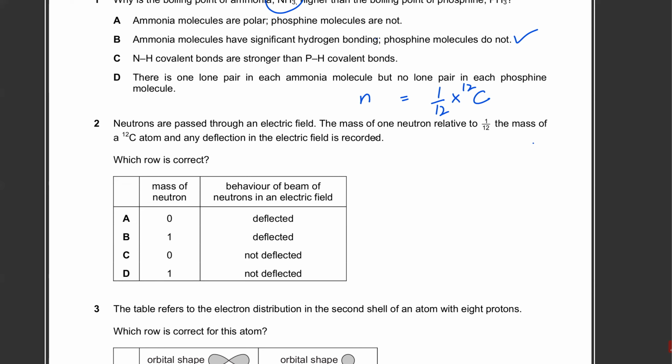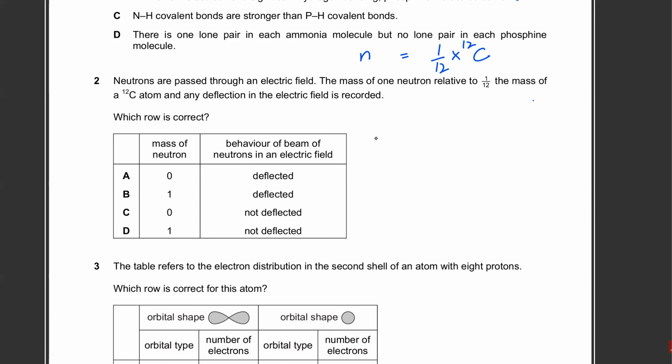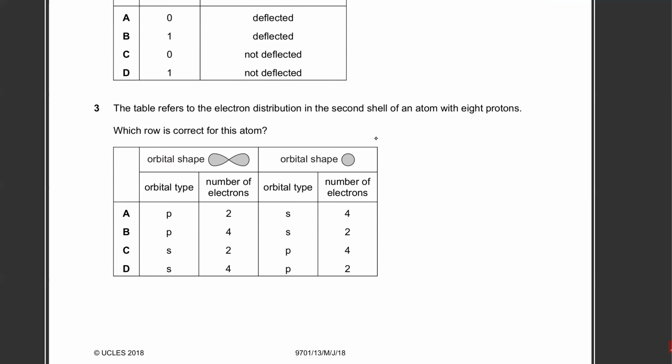And any deflection, which row is correct? So the mass of a neutron, what is it? 1. Yeah, that's pretty obvious. And behavior in an electric field: it doesn't deflect. Okay, so I don't know why they gave this. It was a pretty straightforward question.